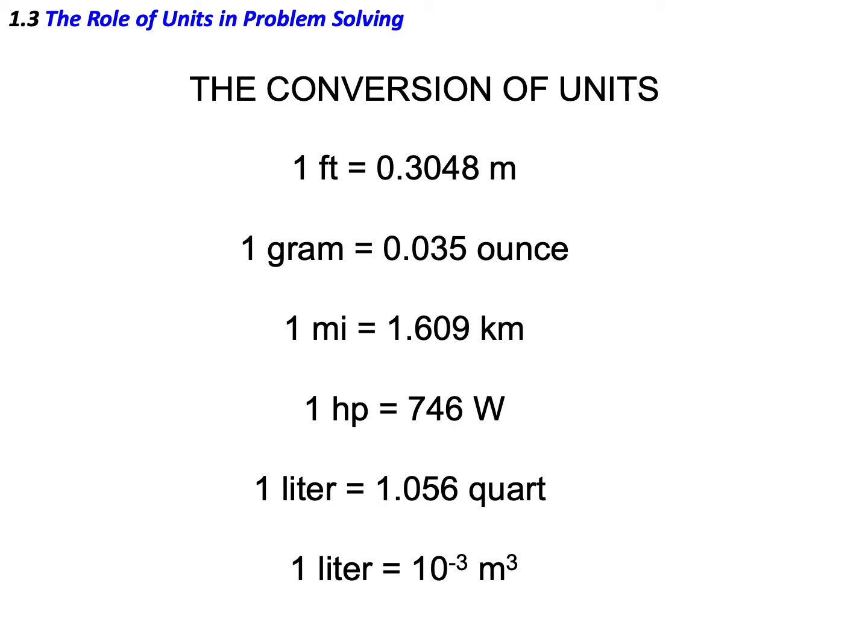1 mile is equal to 1.609 kilometers. 1 horsepower is equal to 746 watts. 1 liter is equal to 1.056 quart. 1 liter is 10 to the negative 3 cubic meters. When we assign homework problems or test problems, we will provide these conversions, and therefore you can use them to convert one set of units to another set of units.